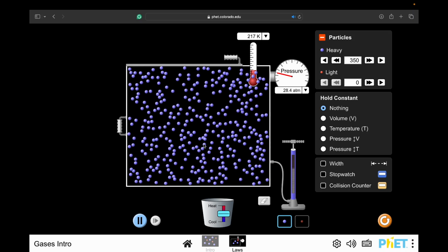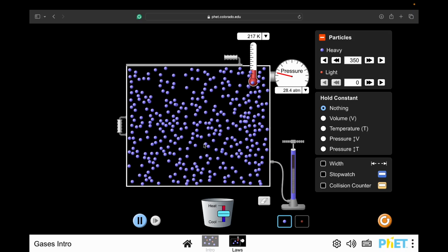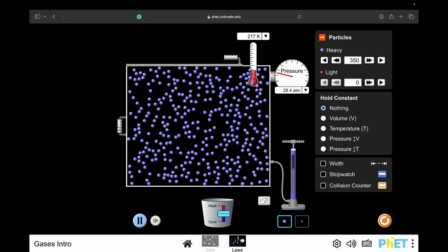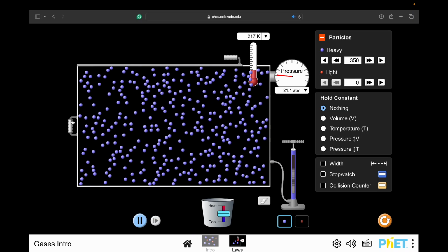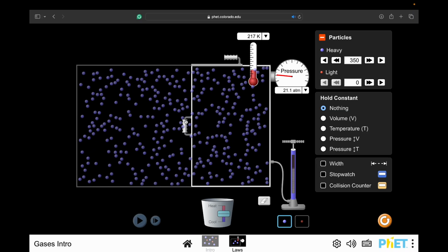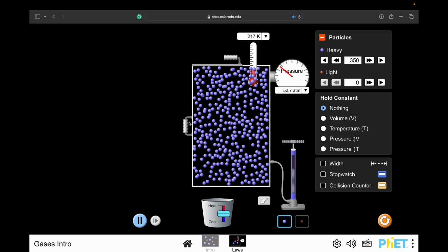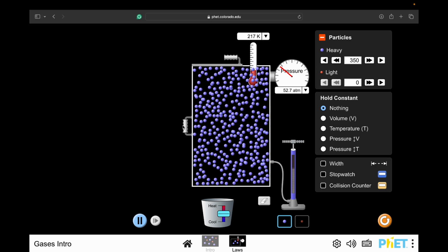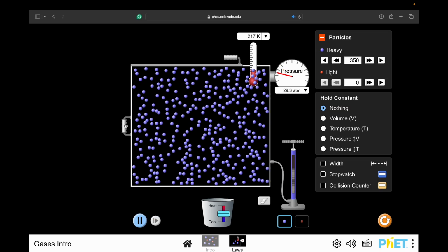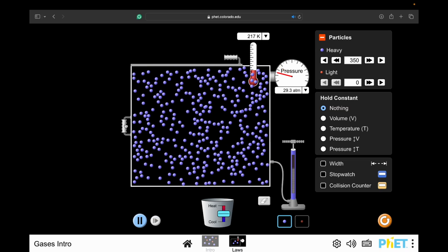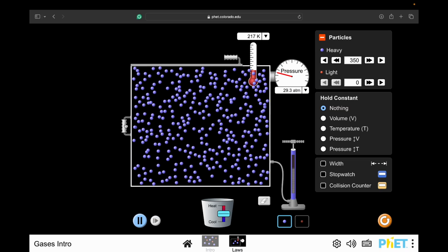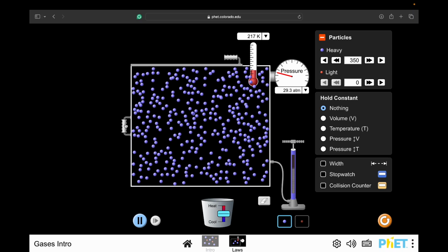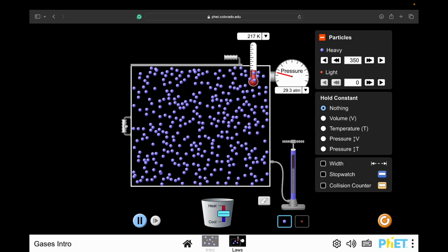We can see this because temperature is directly proportional to pressure times volume. If temperature remains the same, but volume increases, pressure will decrease. If volume decreases, pressure will increase. So this should be fairly easy to understand, shown by the PhET simulation. Just know that temperature is directly proportional to pressure times volume.